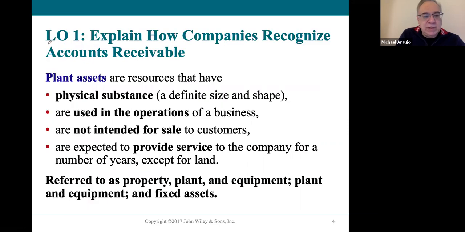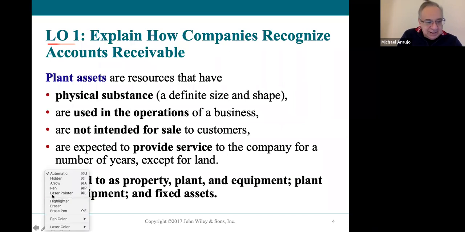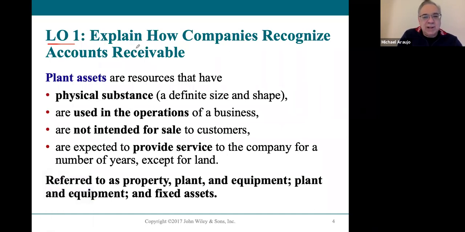Okay, so first things first, the first objective, why is this accounts receivable? Everyone just see that? Oh, look at that. They made a mistake on the slide. Isn't that weird? Explain how companies recognize accounts receivable when they go into plant assets. Wow, that's so weird. So anyway, this is not about accounts receivable. This is just an error in the slide. Someone got lazy down at Wiley and never changed the title of the slide. Ooh, wait till I hear about that.